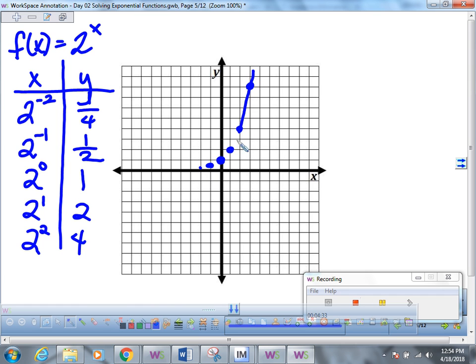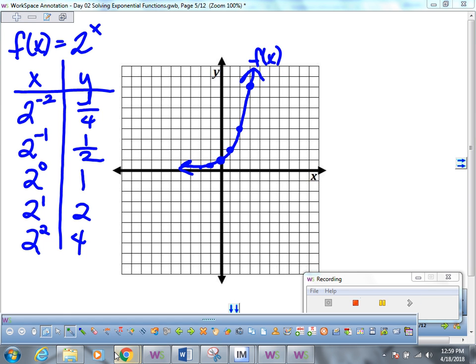It never crosses the x-axis. Because you could be 2 to the million, right? And it's still going to be a positive number. It's just going to be super small. So that can go forever. So the x-axis is an asymptote. So this is f of x.